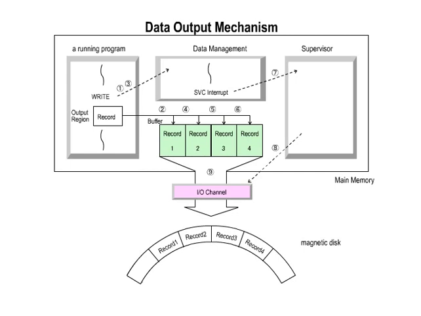When data management transmits multiple records to the output device in this way, it stores one record at a time in the buffer. When the buffer is full, the entire records are sent to the output device. This is called blocking.